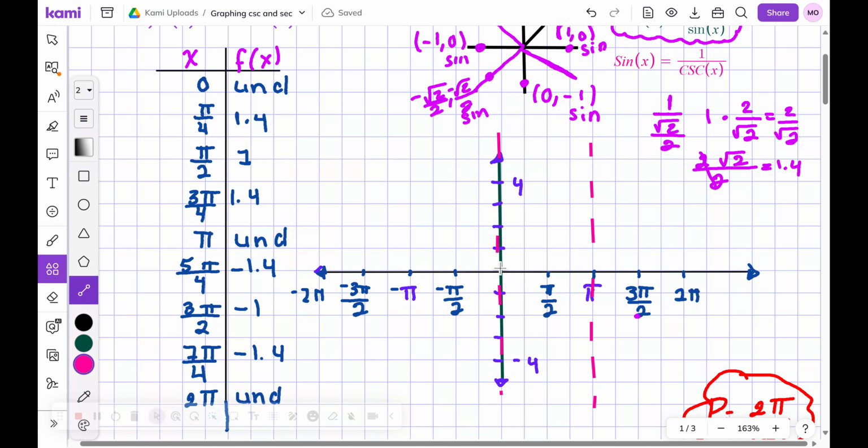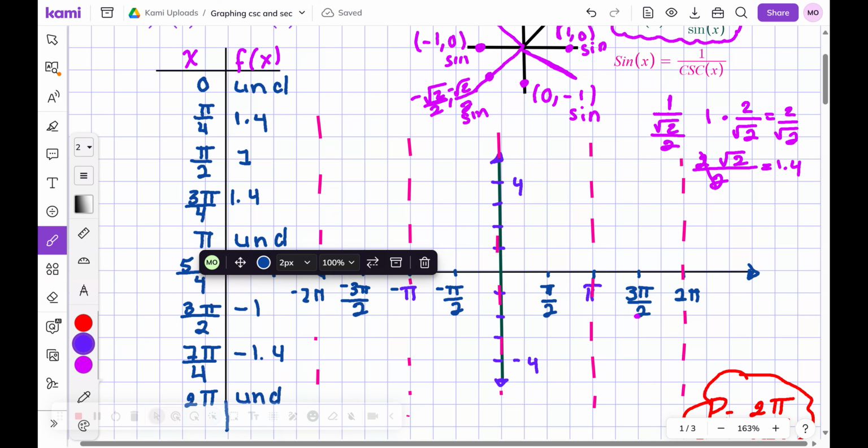Then from 0 to pi is 180 degrees. So every 180 degrees, I will have an undefined. So at 2 pi, if I go left, at negative pi, I will have one undefined, and at negative 2 pi, I will have another undefined. All right? Then I plot the points.